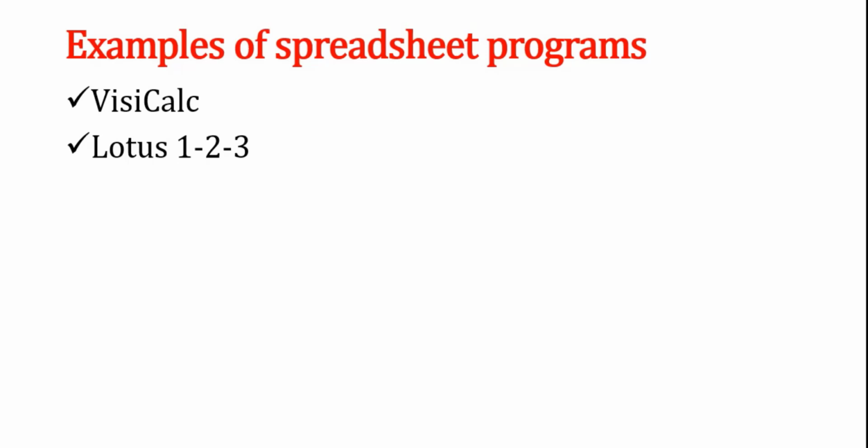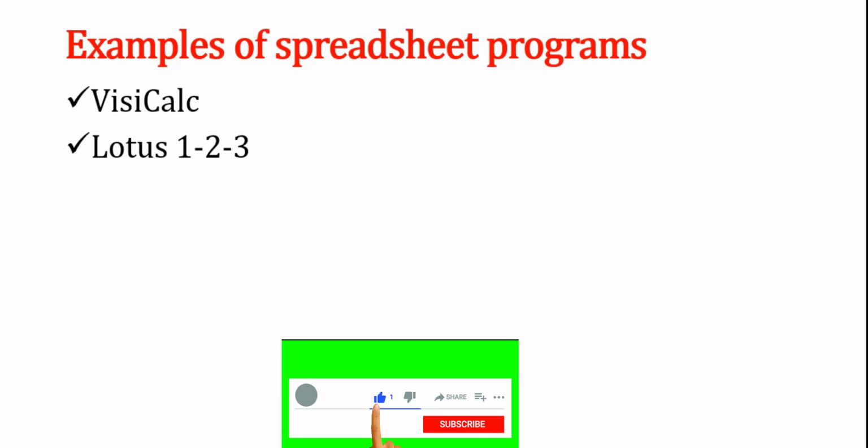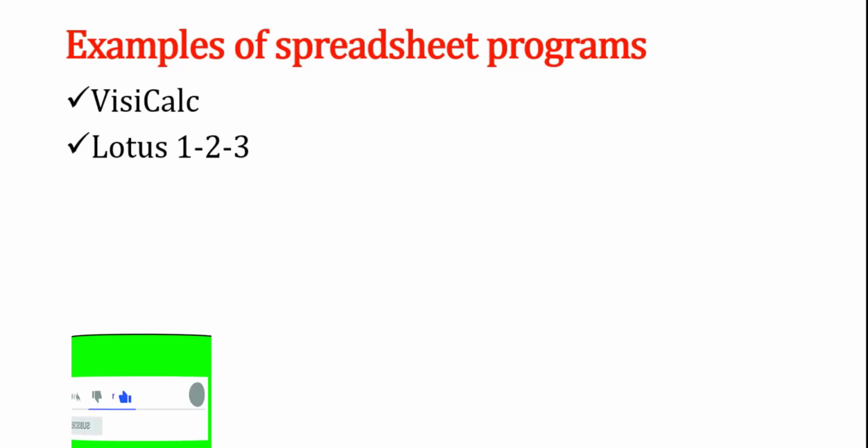Lotus 1-2-3 later released a graphical user interface version of their spreadsheet. However, with the popularity of Microsoft Excel, it did not gain wide acceptance. Today, the successor to Lotus 1-2-3 is Lotus Symphony.